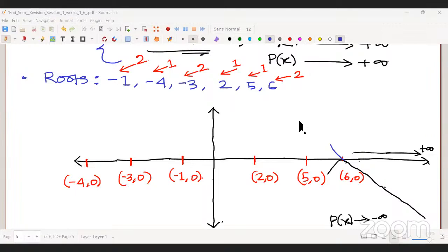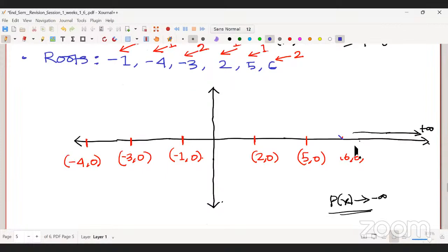Okay, if the multiplicity of the root is even, then it will bounce back. If the multiplicity of the root is odd, then it will cross the x-axis. So what is the multiplicity of 6 here? 2. And it bounced back. Correct. So since the multiplicity of 6 is 2, then it will bounce back. It will come like this.